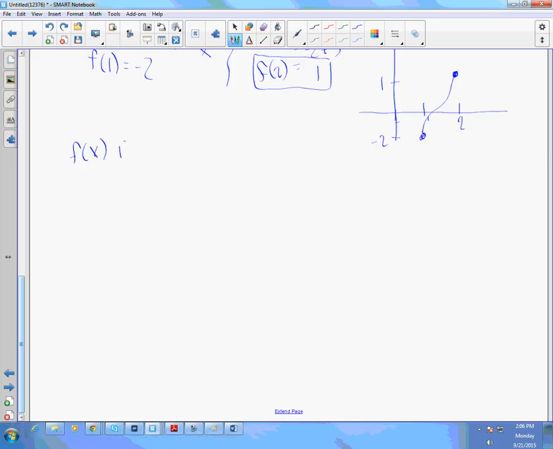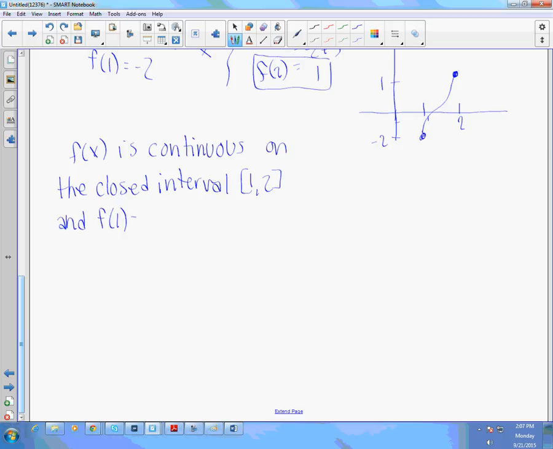It has to be continuous, so you want to drop the word continuous. On the closed interval, it has to be a closed interval. Closed interval, 1 to 2. And it's proven: f of 1 equals negative 2 and f of 2 equals 1. So we did some work. We found a number below the x-axis and a number above the x-axis. By the intermediate value theorem, there exists at least one value.